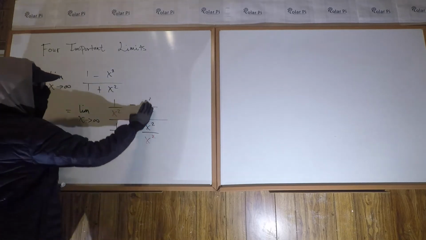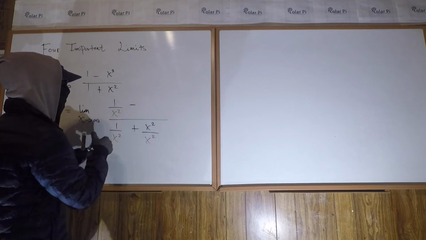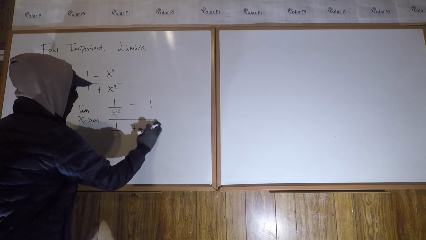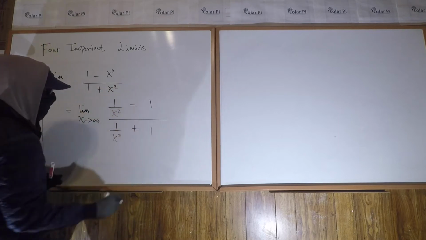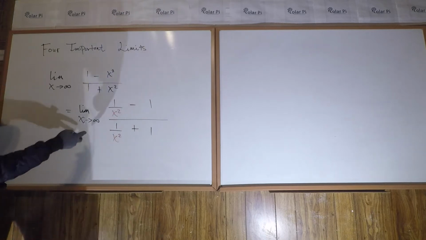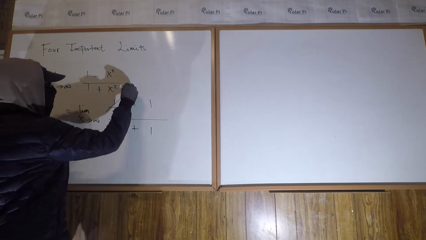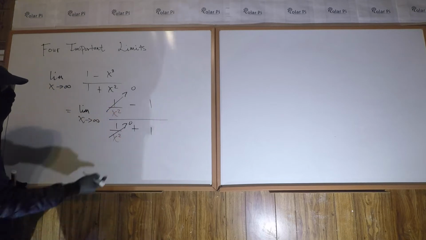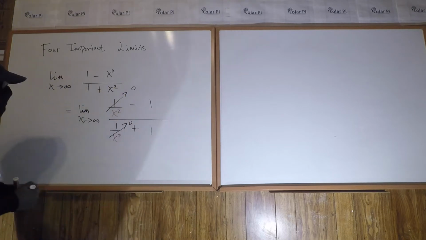Clearly this is 1, and this is also 1. And so as x goes to infinity, this goes to 0, and this goes to 0. And so we go to negative 1 over 1, which is negative 1, same answer.